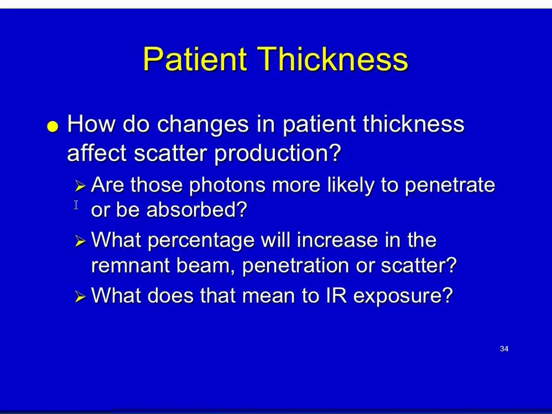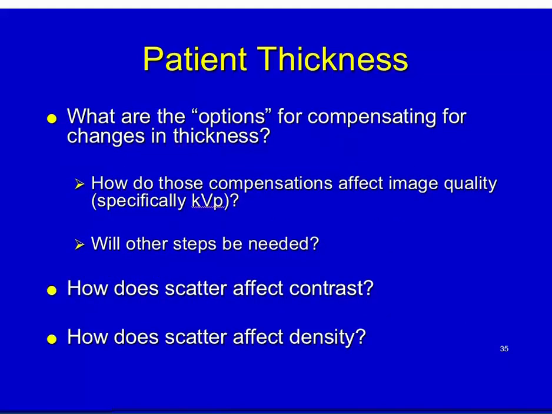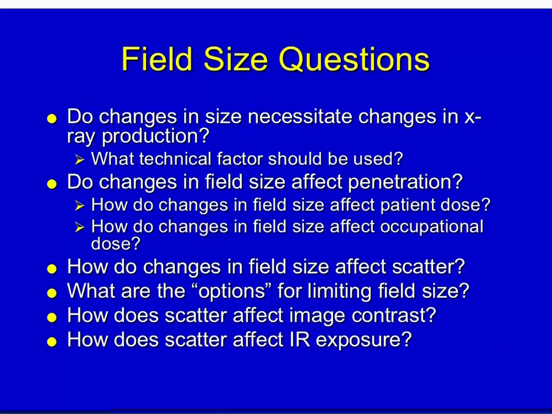So how do changes in patient thickness affect scatter radiation? Are those photons more likely to penetrate or be absorbed? What percentage will increase in the remnant beam in penetration or scatter? And what does that mean to image receptor exposure? So what are the options for compensating for changes in thickness? How do those compensations affect image quality, specifically kVp? Will other steps be needed? How does scatter affect contrast? How does scatter affect density?